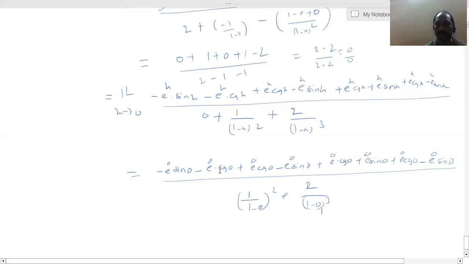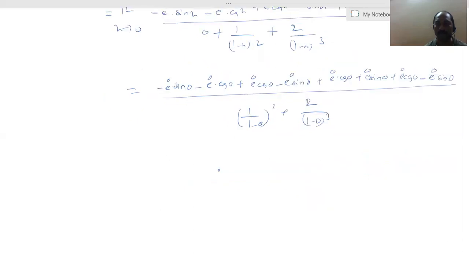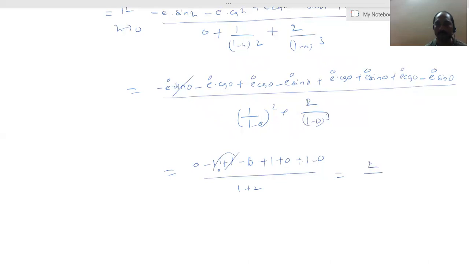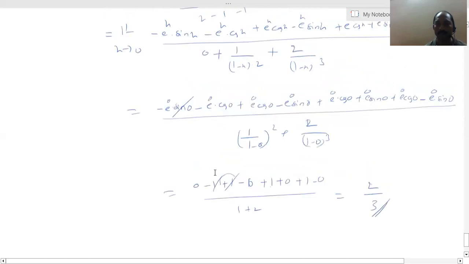So finally we get in the numerator 0, here minus 1 plus 1 0 plus 1 plus 0 plus 1, 0 by 1 plus 2. Minus 1 plus 1 cancel, plus 1 plus 1 2, denominator 3, 2 by 3. So this is the answer. This is one way. Another way you can substitute.